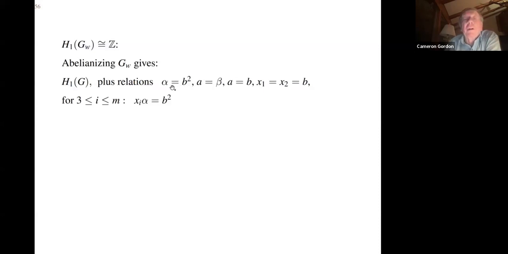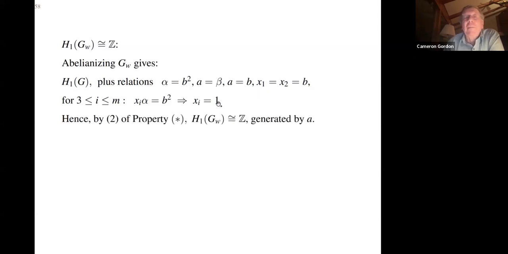I've just written down what I just said there. So for i greater than or equal to 3, Abelianizing gives us a relation, but that implies Xi is equal to 1 because alpha is equal to B squared. And notice that by property star, by the second part, remember when I said if you Abelianize G and you kill all the relations except the first two and set the first two equal, then you get Z. Well, there you go. So clearly this is just Z, generated by A or generated by B or whatever.